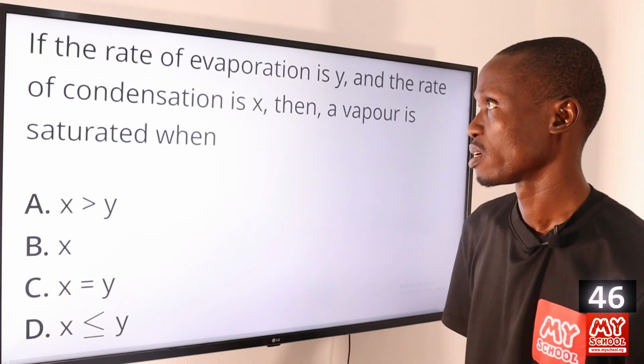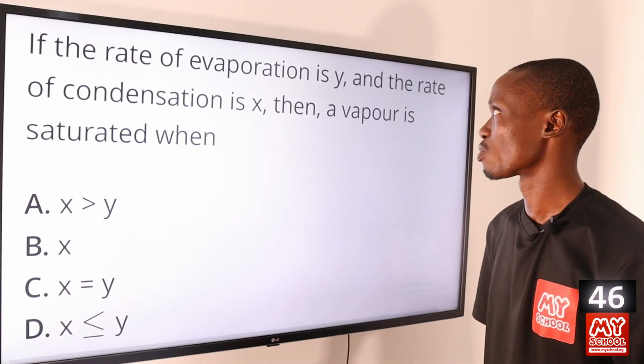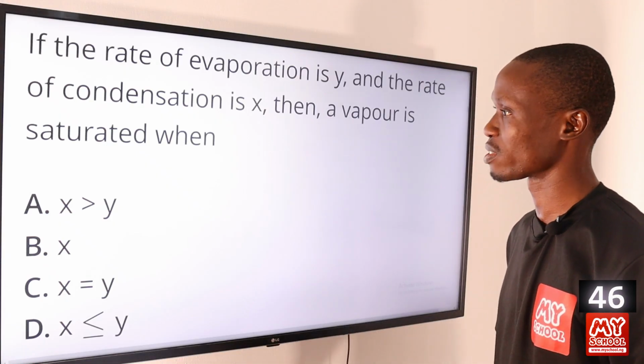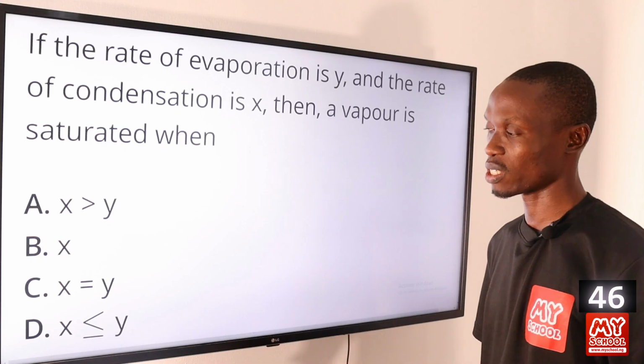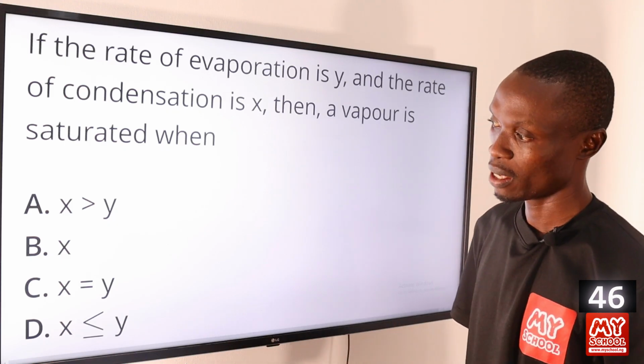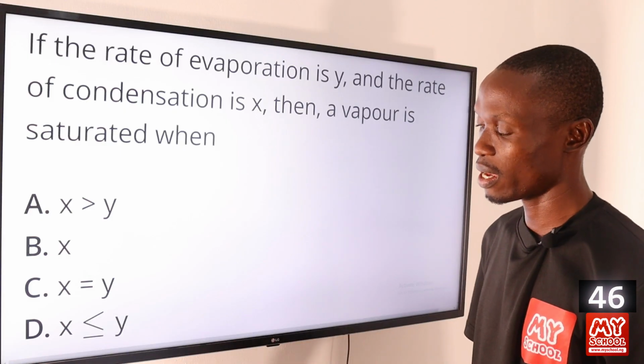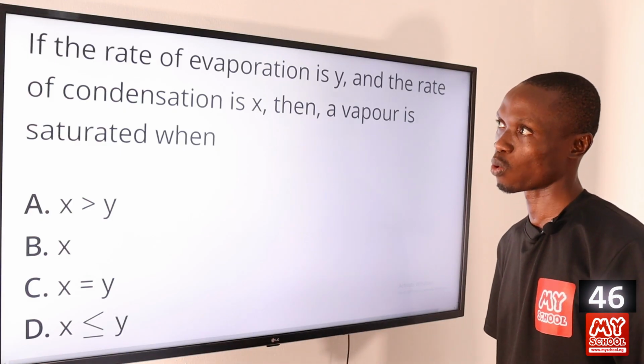Question 46. If the rate of evaporation is Y and the rate of condensation is S, then a vapor is saturated when: A, S is greater than Y; B, X; C, S is equal to Y; and D, S is less than or equal to Y.